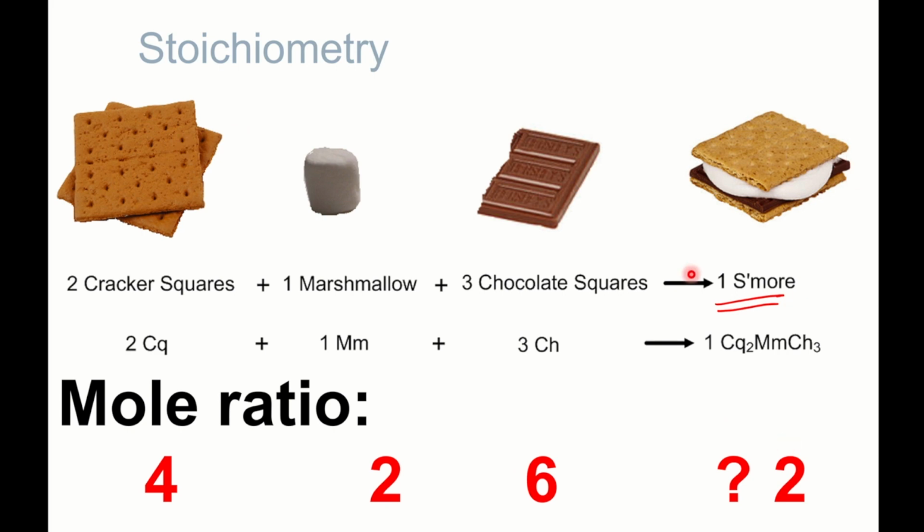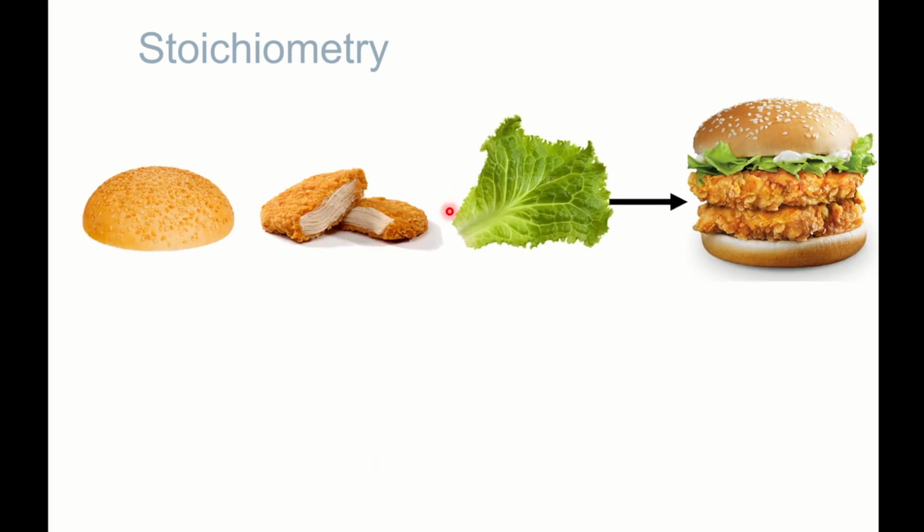And of course, among these reactants, we also can see the relationship, which means I always need twice the number of cracker squares versus marshmallow. Okay, now my favorite, which is double McSpicy. Not just McSpicy, but double McSpicy. So how many pieces of bread do I need? I need 2. Okay, I need to balance this equation first.